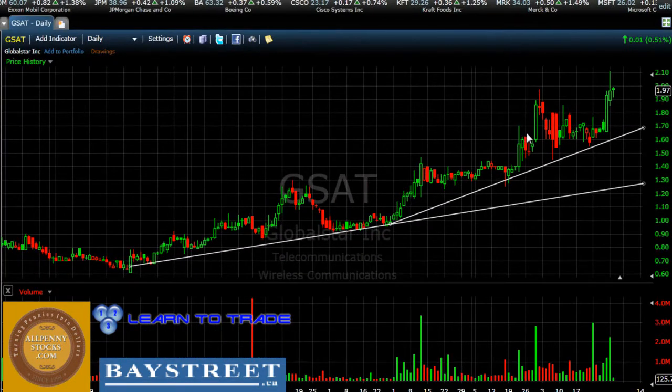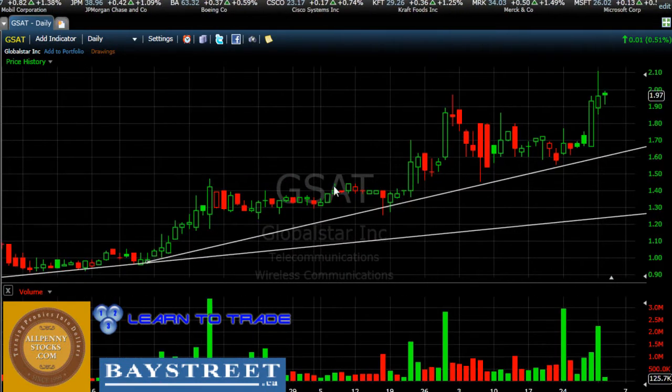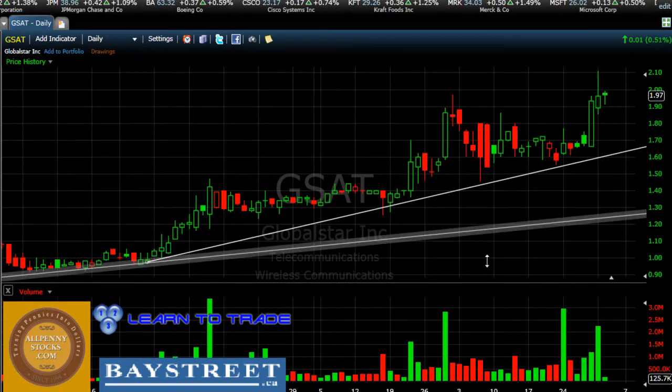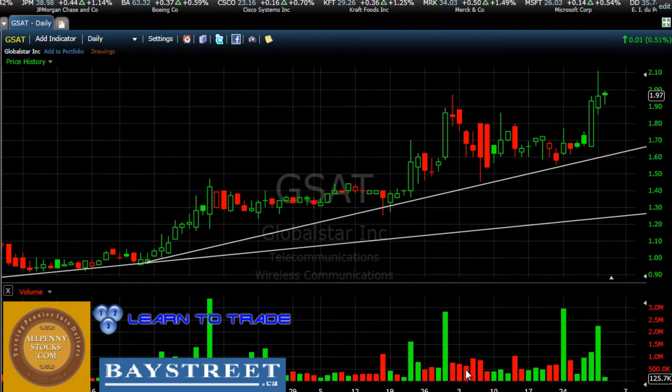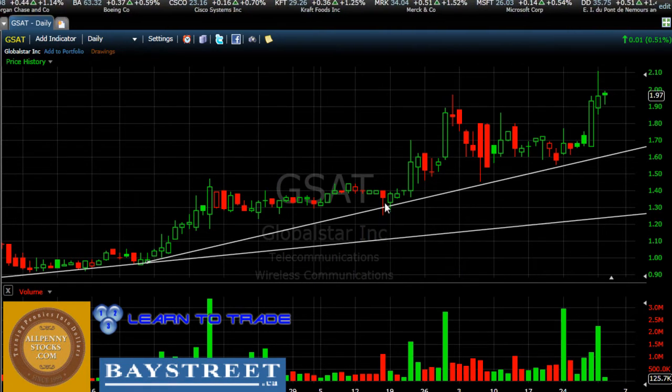In addition to this, and if we zoom in just a little bit here, we can see that when price does pull back, it's doing so on lower volume, which means that the buyers are still stronger than the sellers. So again, everything here is looking pretty bullish.